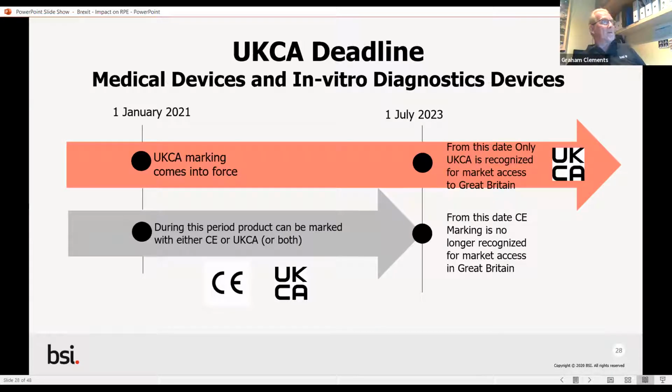Medical devices, you've got that extra year, but basically the same situation. I don't know why medical devices got the extra year. I think PPE in some ways is just as complex as medical devices. And in some cases, if we'd had an extra year in PPE, I think it would have been a very good idea. I don't make the rules, I follow them, unfortunately.